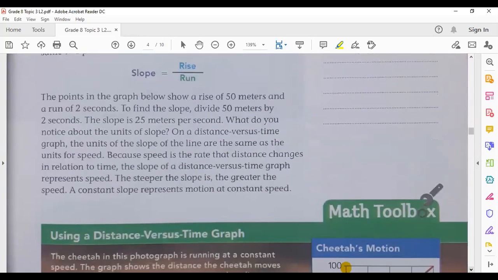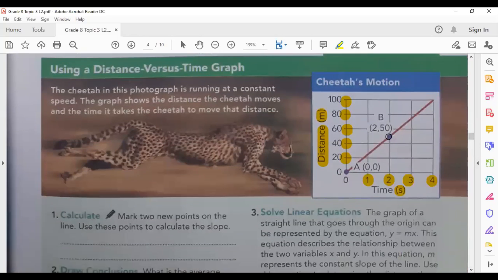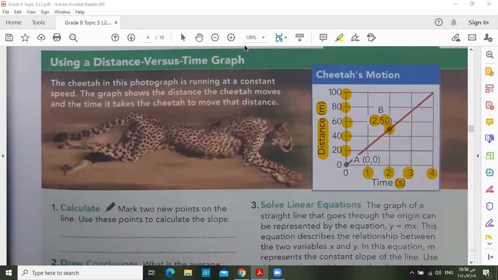For example, this point represents what? Look at this point here. It is 2 seconds. We should first put the point on the x-axis and then the y-axis. When you want to represent any point on the line graph, you should put the point on the x-axis first and the point on the y-axis then.